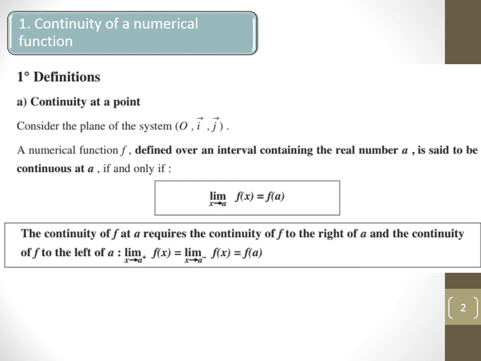So the continuity at a requires the continuity of f to the right of a and to the left of a. In other words, the limit of the function when x tends to a plus should give me the same as the limit of the function when x tends to a minus, and also the same as f of a.